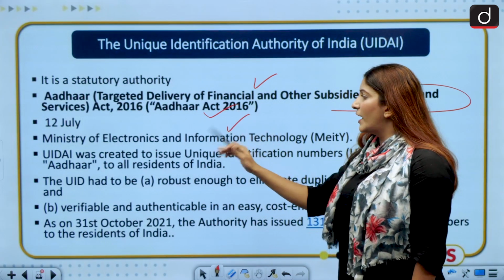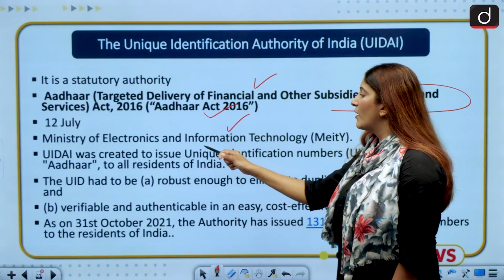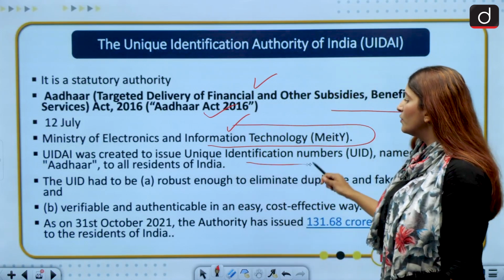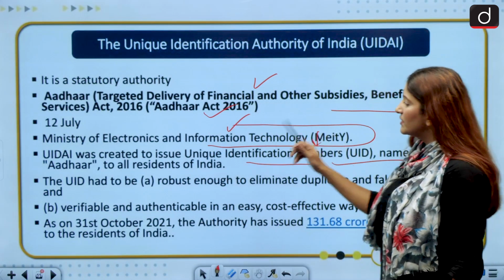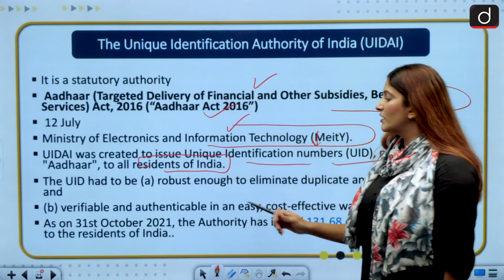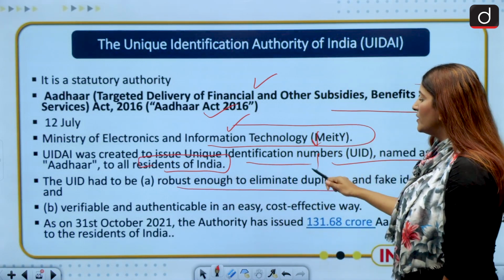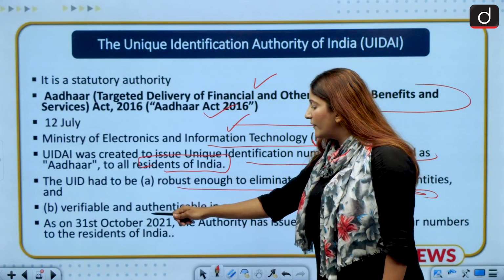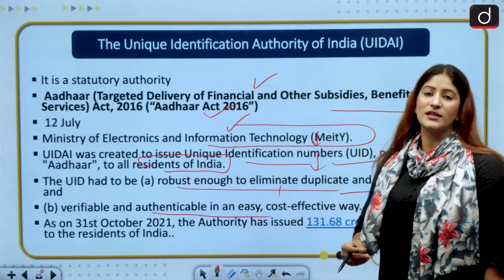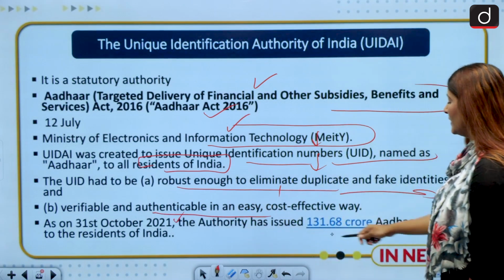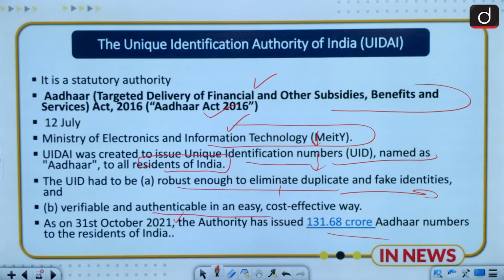The date is 12th of July, and it works under the aegis of the Ministry of Electronics and Information Technology. And it was created in order to issue a unique identification number, which is named Aadhaar, to all residents of India. Now, the unique identification number has to be a robust one to eliminate any duplication and fake identity generation. It should be verifiable and authenticable in an easy, cost-effective way. Also, as on 31st October 2021, the authority has issued 131.68 crore Aadhaar numbers to the residents of India.